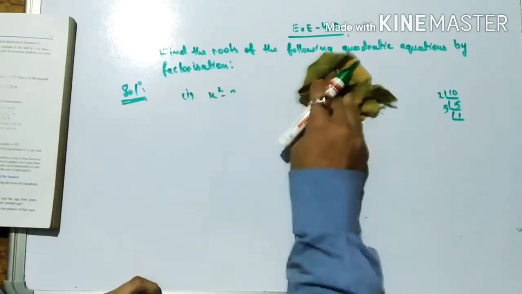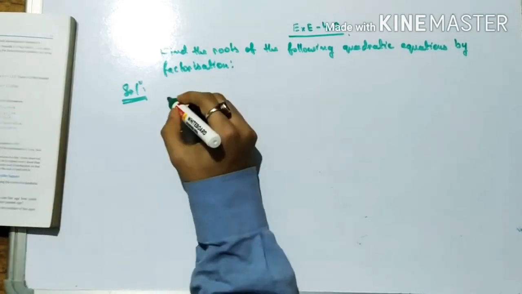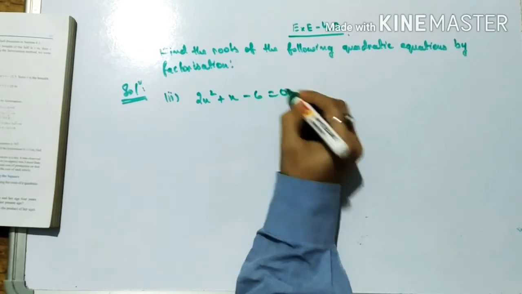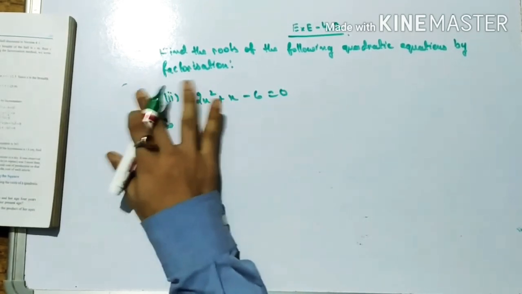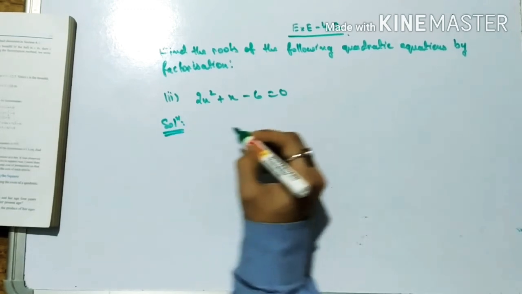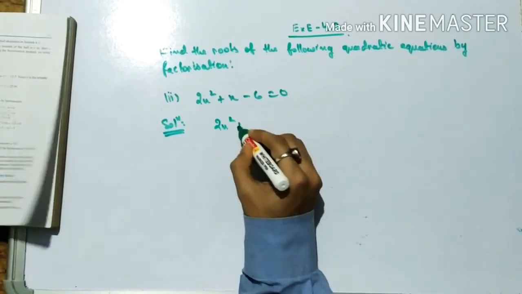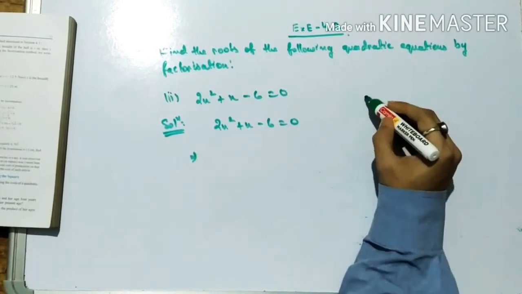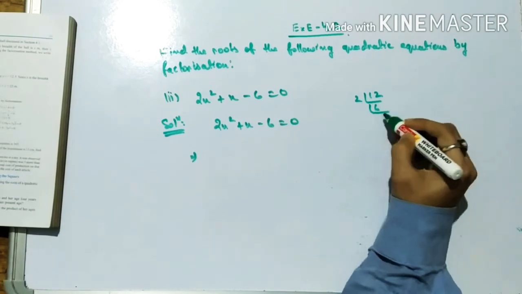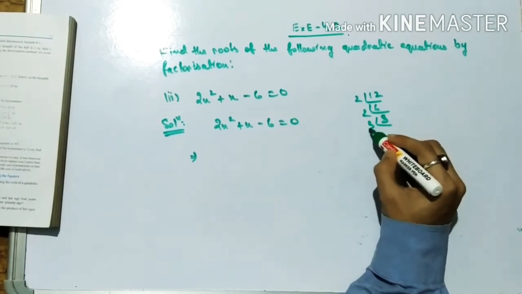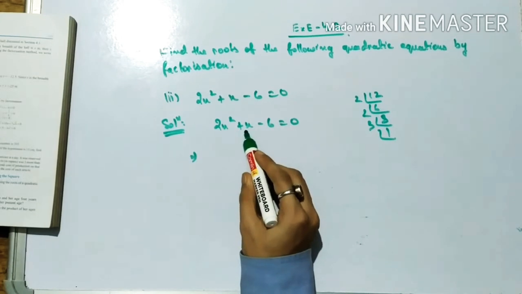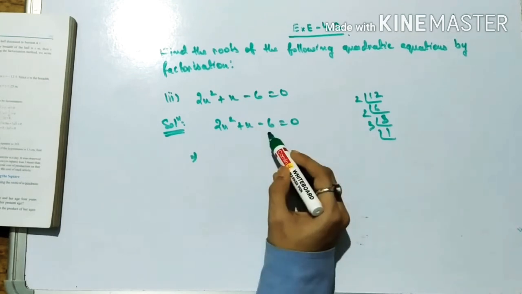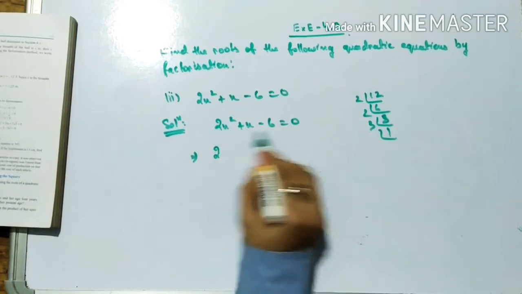Next one, you see, 2x square plus x minus 6 is equal to 0. So this is 2x square plus x minus 6 is equal to 0. 6 into 2 becomes 12. 2 6s are 12, 2 3s are 6. So the middle term, which is x, how can I bring it? 4 minus 3. If I do 4x minus 3x, I will get x. Yes, this is splitting the middle term.